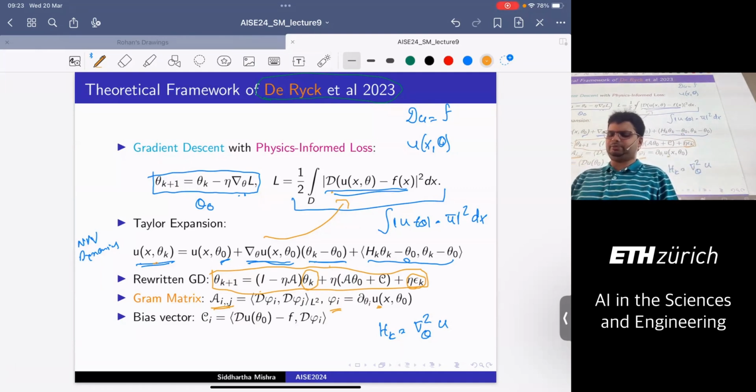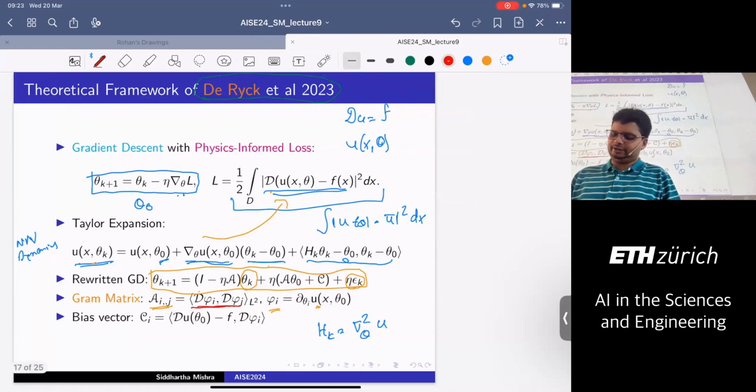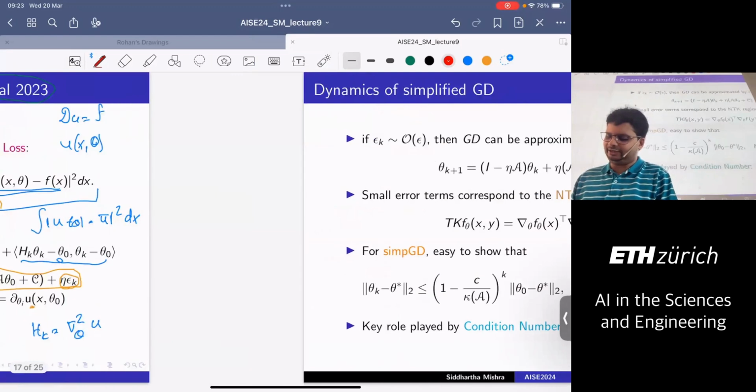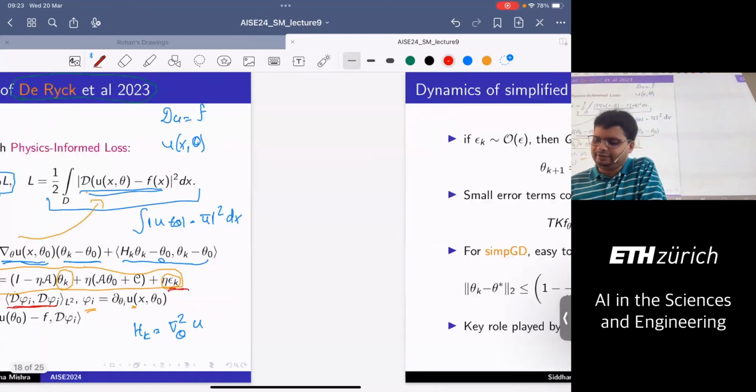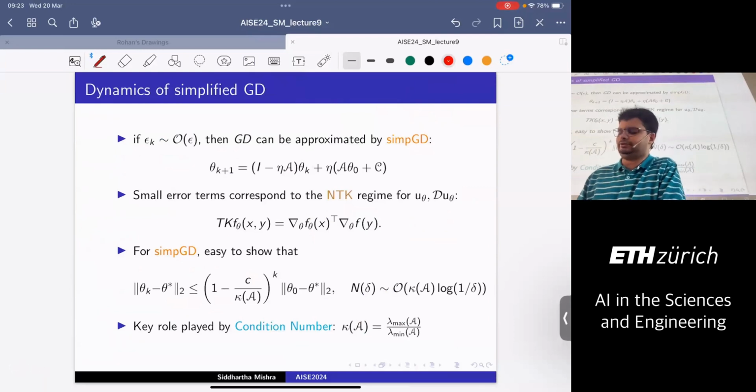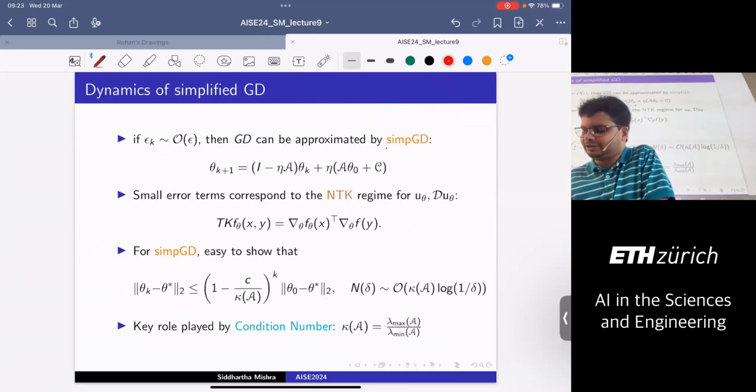Okay, the details are not important here. They just come from the algebraic structure of the problem. What is important is to remember that this is sort of a Gram matrix. This is the structure of a matrix. Okay. Now, as long as this error term is small, and I will tell you exactly when this error term is small, then gradient descent is approximated by what people sometimes call simplified gradient descent, or some other people call it lazy gradient descent. There are different names to it.